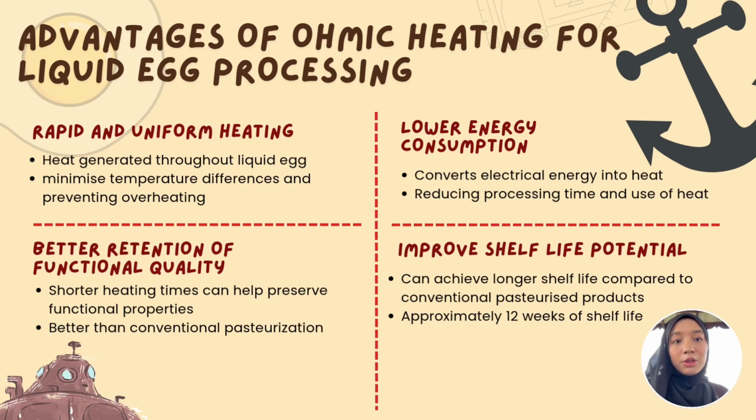Because ohmic heating uses shorter heating times than conventional pasteurization, it better preserves the functional properties of egg proteins, such as foaming, emulsifying, and gelling abilities. This makes it more suitable for producing high-quality egg products. The third advantage is lower energy consumption. Ohmic heating converts electrical energy directly into heat inside the product, making the process more energy efficient. It also reduces processing time, which further lowers overall energy use.